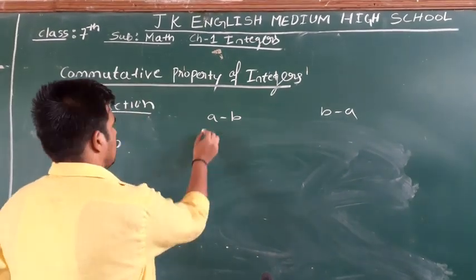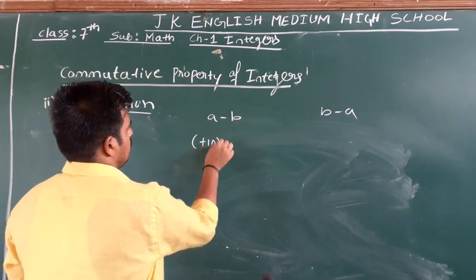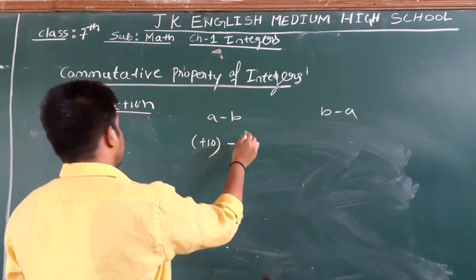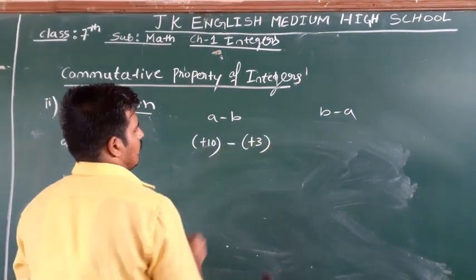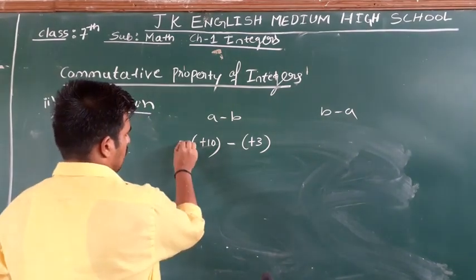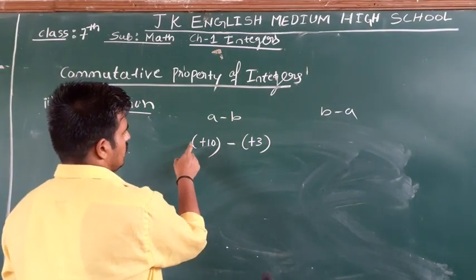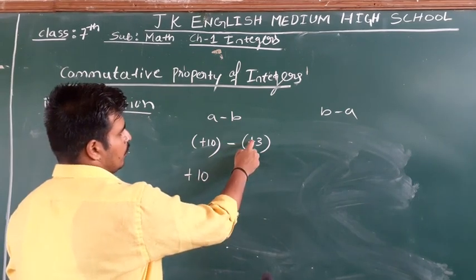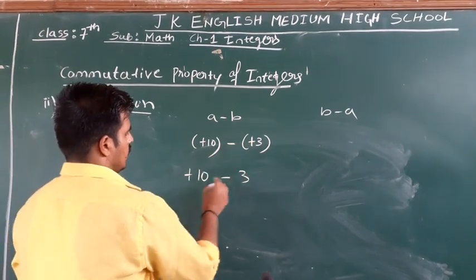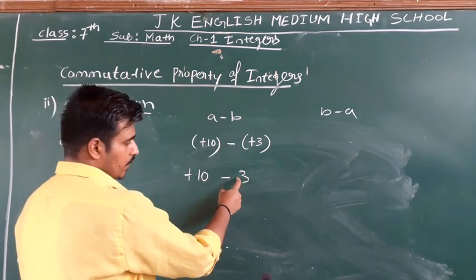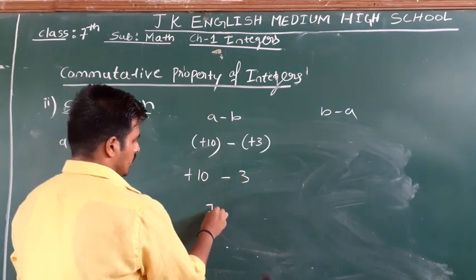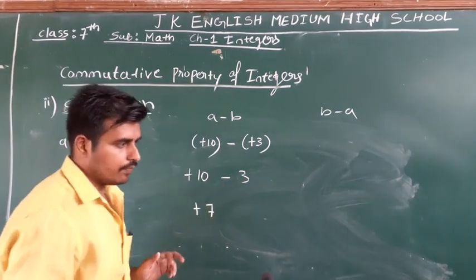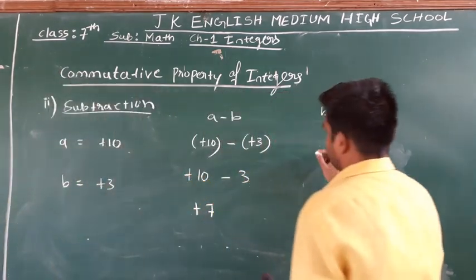Let us substitute. In place of A, plus 10, minus, in place of B, plus 3. Plus into minus, plus 10 outside, minus into plus, minus 3 outside. Plus 10 minus 3, subtraction, 10 minus 3 will give you 7, greater number sign. Okay, now solve here.